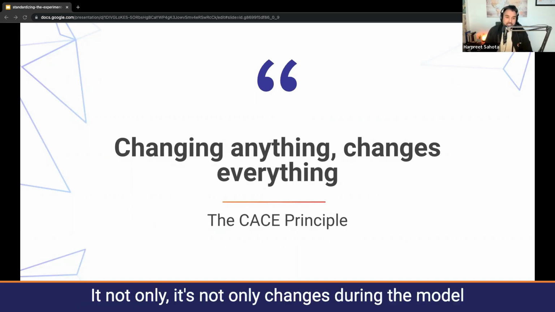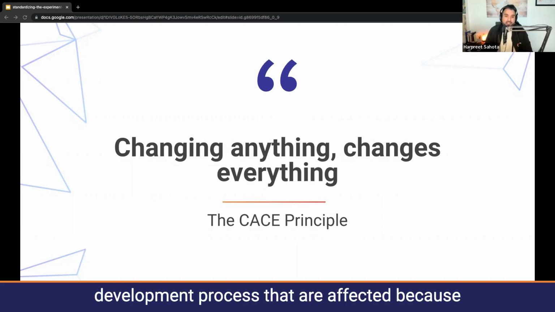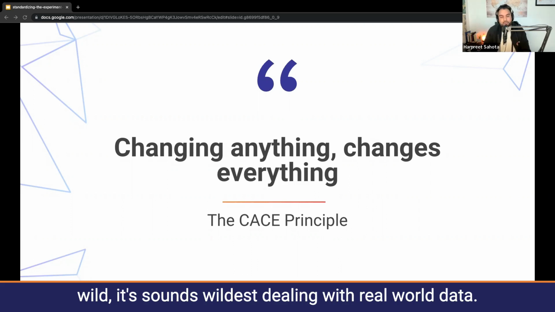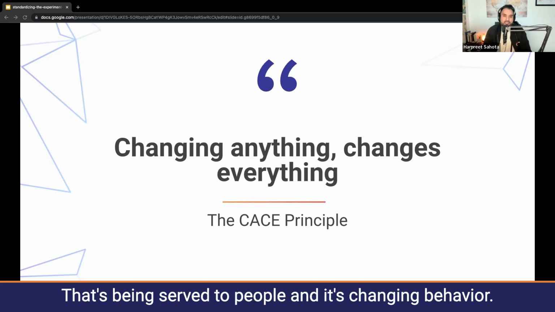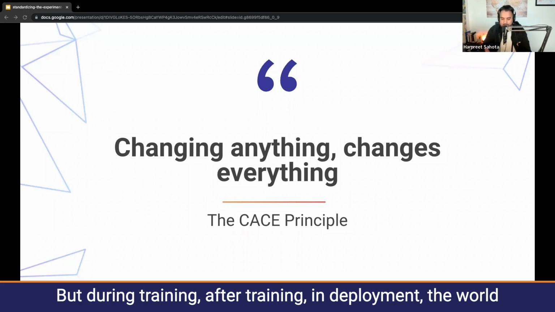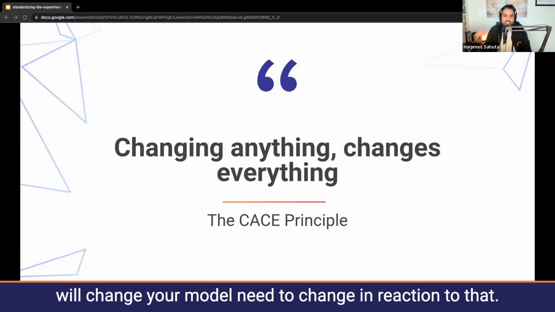It's not only changes during the model development process that are affected, because once your model is released into production, it's out in the wild. It's dealing with real world data. It's being served to people, and it's changing behavior. So there are changes that happen on both ends. During training, after training, in deployment, the world will change. Your model will need to change in reaction to that.